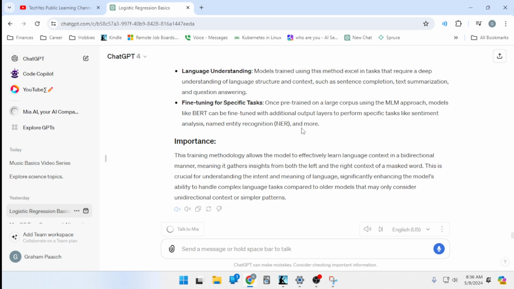Importance. This training methodology allows the model to effectively learn language context in a bidirectional manner, meaning it gathers insights from both the left and the right context of a masked word. This is crucial for understanding the intent and meaning of language, significantly enhancing the model's ability to handle complex language tasks compared to older models that may only consider unidirectional context or simple patterns.